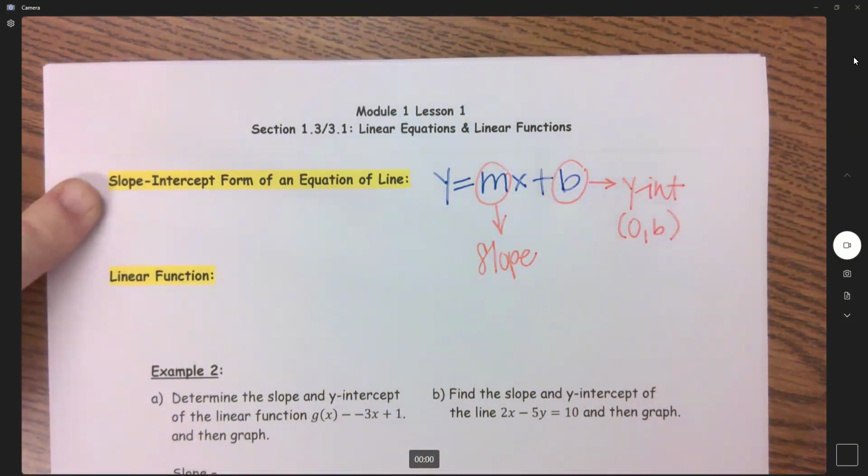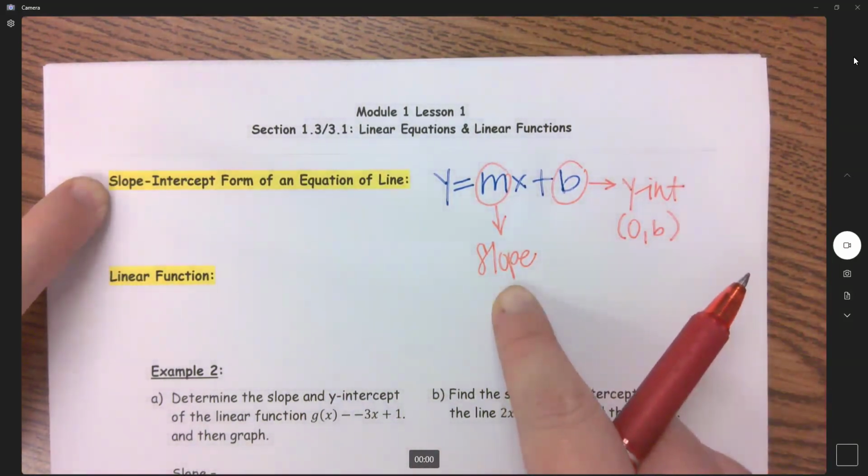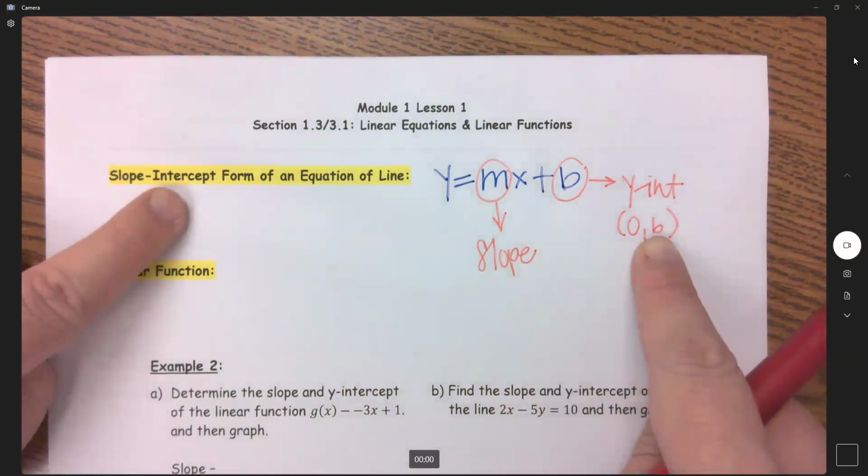So why is this called slope-intercept form? Well, what two things does it give me? It gives me the slope and it gives me the y-intercept.